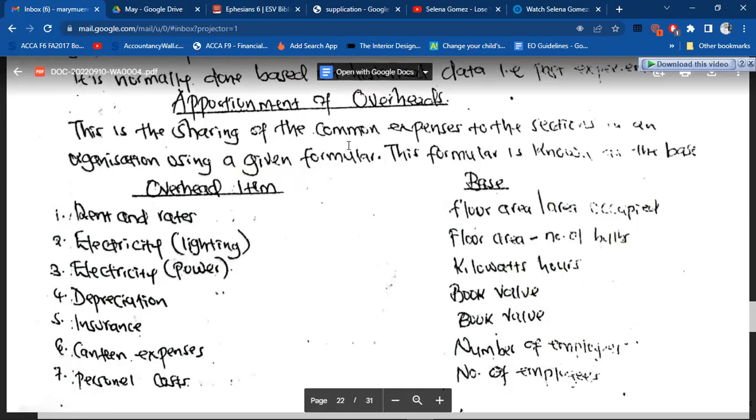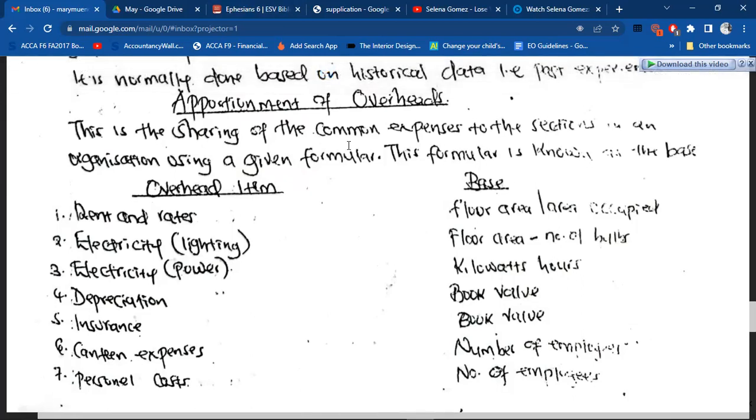If we are using the floor area, we are told, for instance, that my office covers 10 square meters, which means I am going to be charged a certain amount. When it comes to electricity, and we are using the same meter, we are discussing electricity in terms of lighting. Sometimes organizations can use the number of bulbs to attribute the total electricity to the departments, or they use the floor area. For electricity power, the base is kilowatt hours. For depreciation, we look at the book value of the machine.